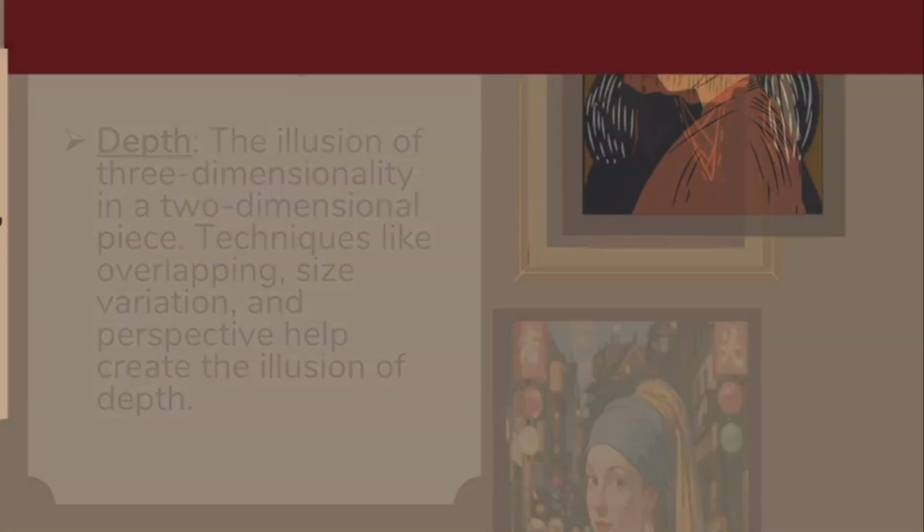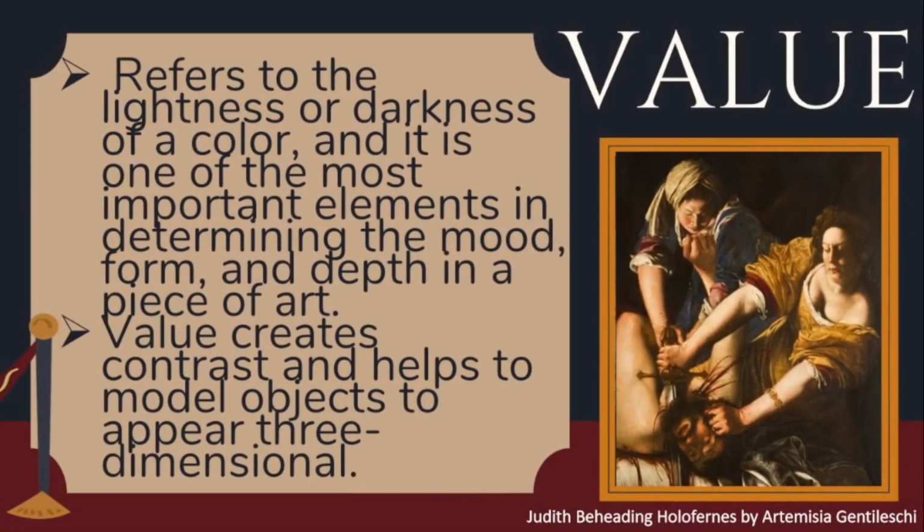D. Value. Value refers to the lightness or darkness of a color. It creates contrast, enhances form, and adds depth to an artwork. Strong contrast between light and dark can highlight focal points, while soft transitions create mood and atmosphere. Example, Judith Beheading Holofernes by Artemisia Gentileschi. The dramatic contrasts of light and shadow intensify the realism and emotion of the scene.